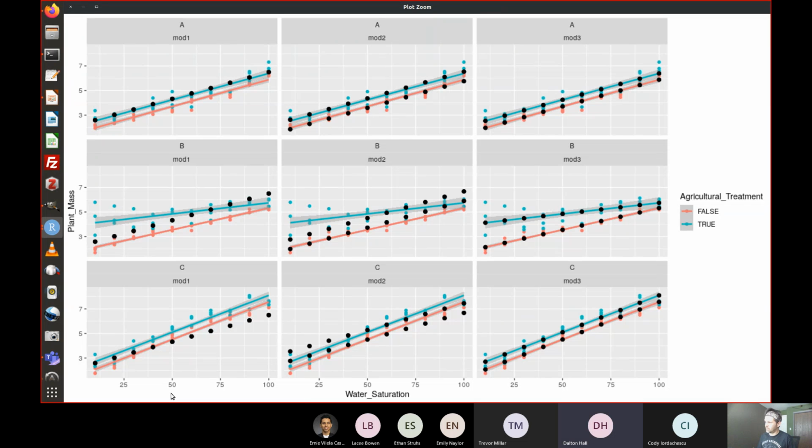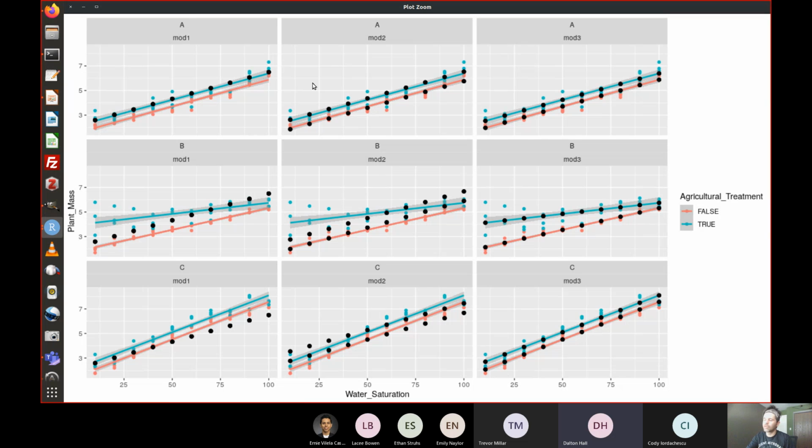That it looks like, actually, I don't know. I was going to say that our third model is the best because everything's along the lines. Our first model was the worst because the black dots are the most separated from our lines.